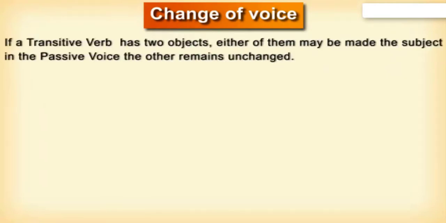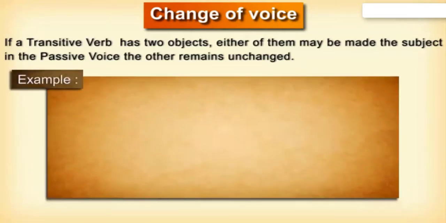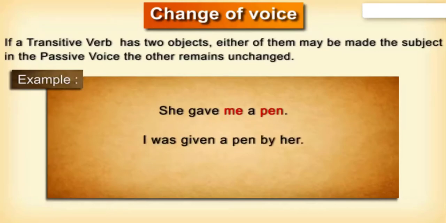Another important point to note is that if a transitive verb has two objects, either of them may be made the subject in the passive voice and the other remains unchanged. For example, she gave me a pen. Here we have two objects, me and pen. The passive form of the sentence will become, I was given a pen by her, or a pen was given to me by her.